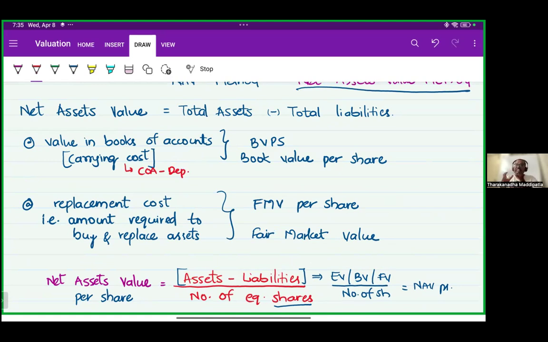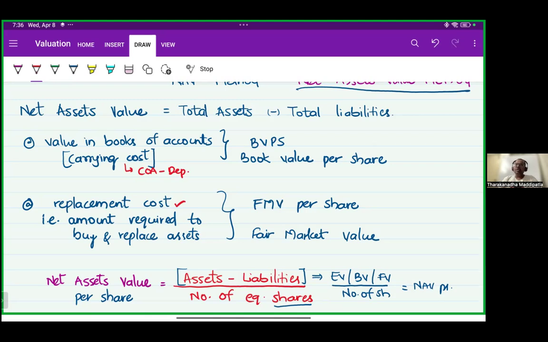If you are presenting your balance sheet at replacement cost, then that balance sheet is called as economical balance sheet. What is a replacement cost? Replacement cost can be defined as the amount required to buy and replace the existing assets.